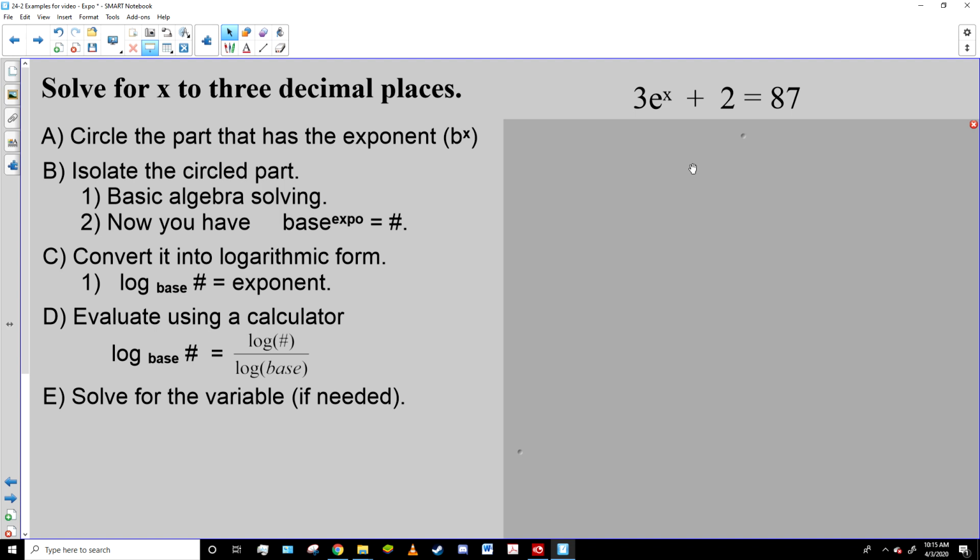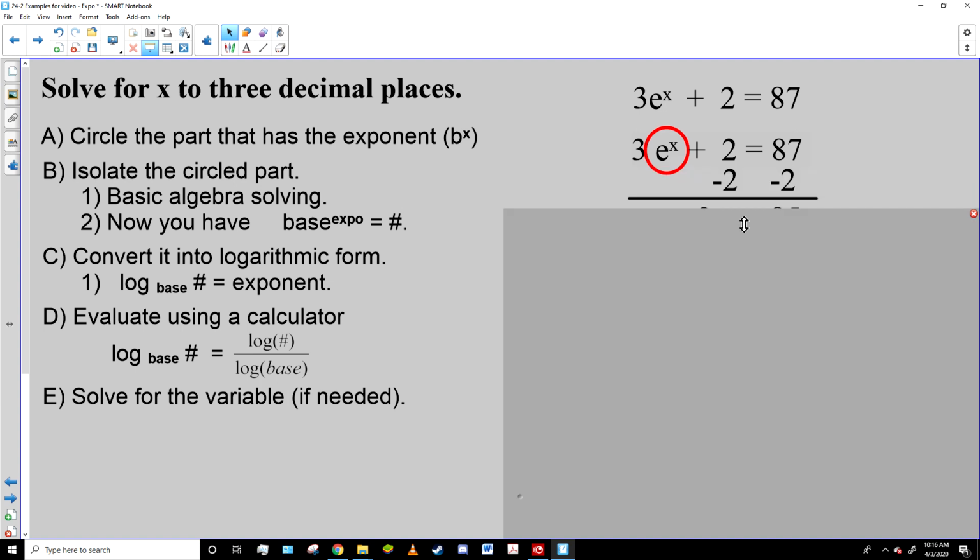Alright, let's try another one. Now this has the letter e as your base, but it doesn't make any difference in the math. We're still going to follow the steps. It is going to change something down here, but that's alright. So first thing I'm going to do is circle the part that has the exponent. Now who has the exponent? Does the 3 have an exponent? No, only the x. So only the e guy has the exponent. So he's the only thing in the circle, and this is why that circle really helps you out here, because I need to isolate the circle, which means who is not inside the circle? The 3 and the 2.